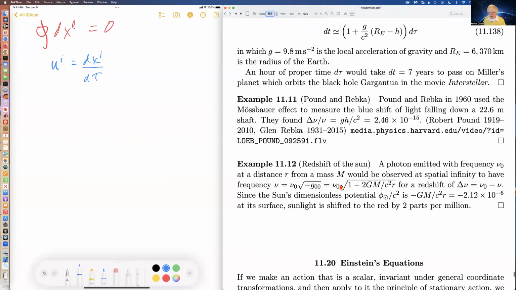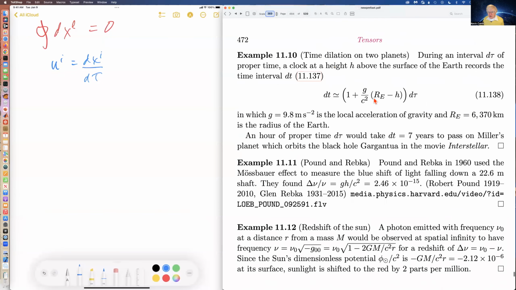And I mentioned these three examples here. If any of you have not seen Interstellar, I recommend it highly.